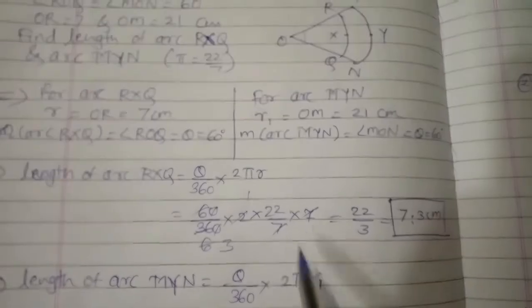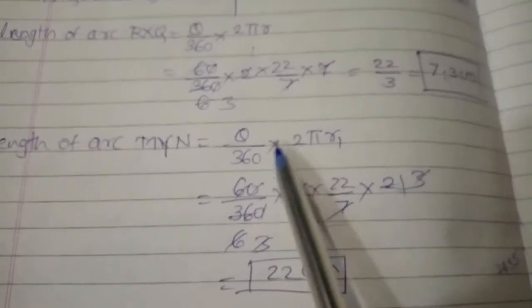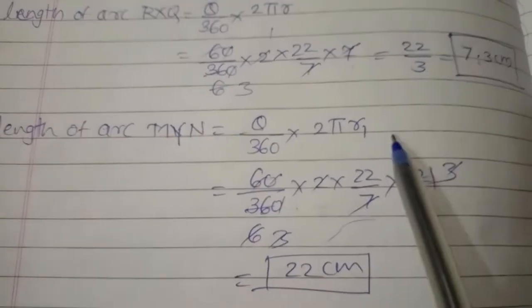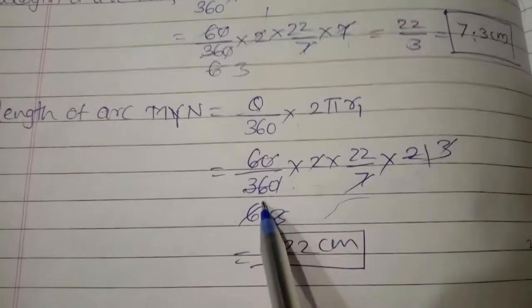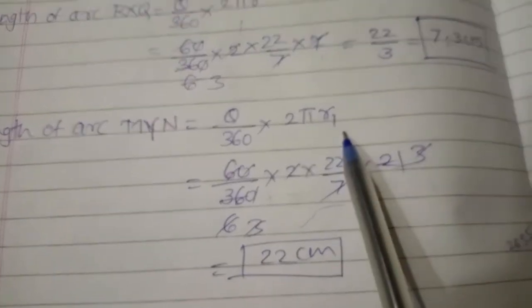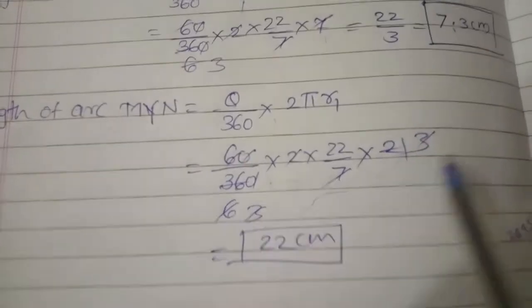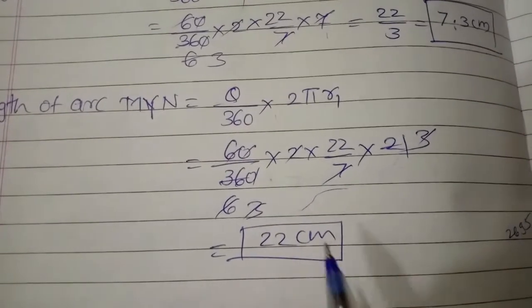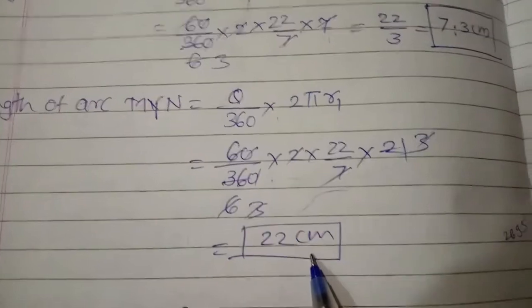In a similar way we find the length of the arc MYN, with the same formula, but instead of r we write r1. So theta upon 360 into 2 pi r1: 60 upon 360 into 2 into 22/7, where r1 is 21. By reducing this we get the answer, 22 centimeter.